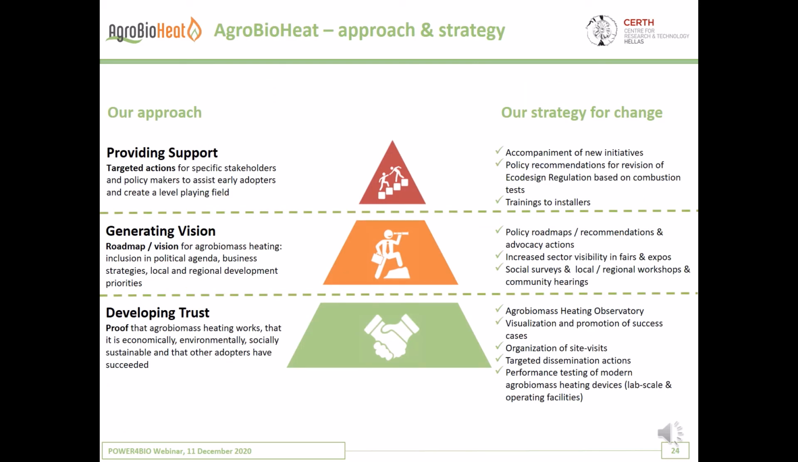The AgrobioHeat approach and strategy. Briefly, we work on 3 layers. The first is to develop trust and provide proof that agrobiomass heating works. The next layer is generating a vision and roadmaps for agrobiomass heating, and how to put them on the political agenda, business strategies, and local and regional development priorities. And the final pillar is support, providing support to specific stakeholders or key actors through targeted actions. But I won't bother you with all these details, and I will provide some concrete examples of what we have been doing in the project recently.